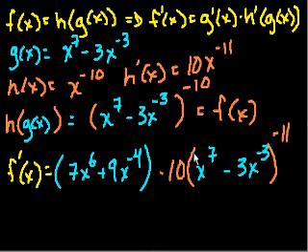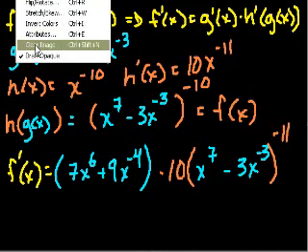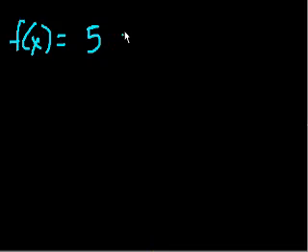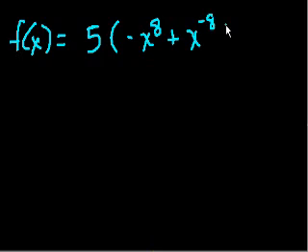Let me do one quick example just to show you that you don't have to do this whole h of g of x every time. So if I have f of x is equal to 5 times, I don't know, minus x to the 8th plus x to the minus 8th, all of that to the 5th power.